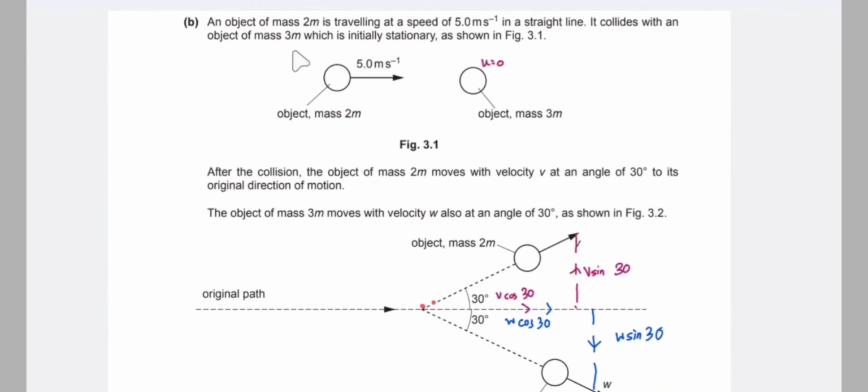Then for part B, an object of mass 2m is traveling at a speed of 5 meters per second in a straight line. It collides with an object of mass 3m, which is initially stationary, as shown in figure 3.1. So the object of 2m is moving at a speed of 5 meters per second, and the 3m is at rest or is stationary. And so this is before collision.